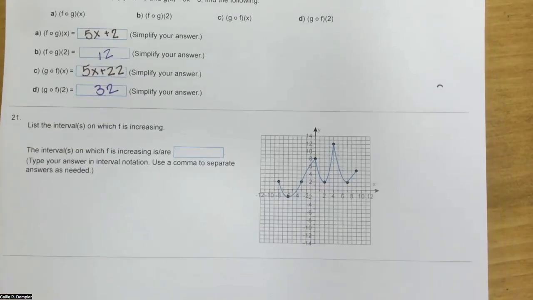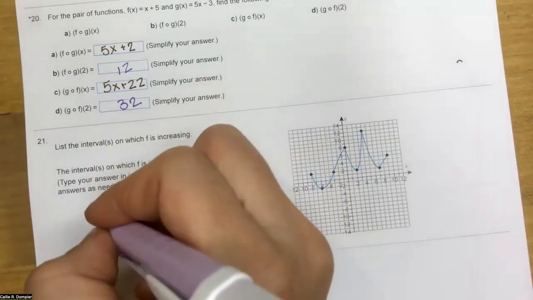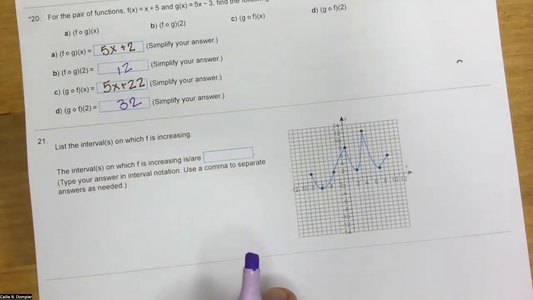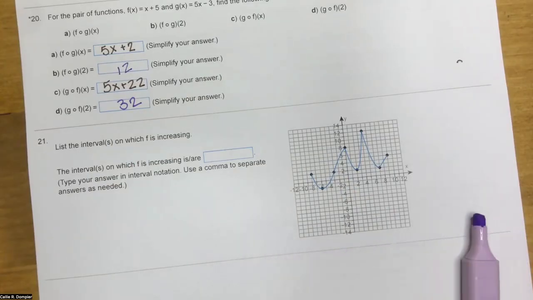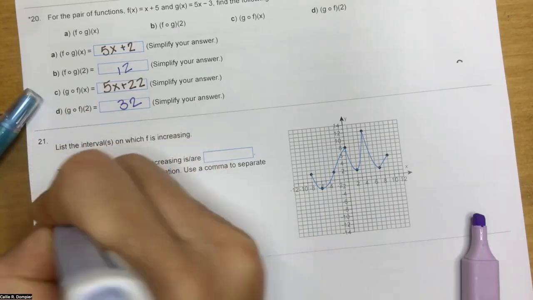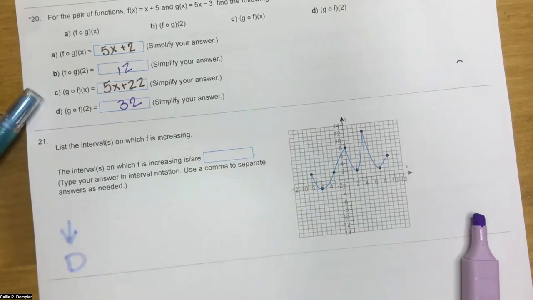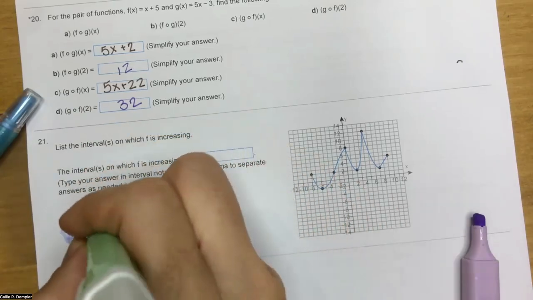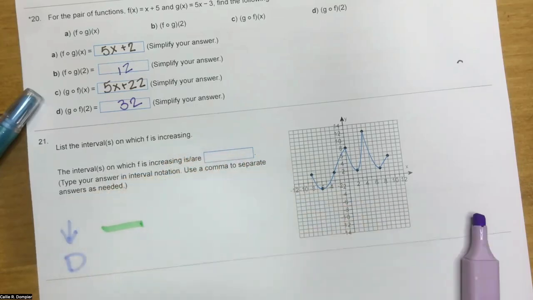All right, 21. List the intervals on which f is increasing. Now, for this, I just go left to right. I know that left to right, this is decreasing, right? I'll say this is unchanged.